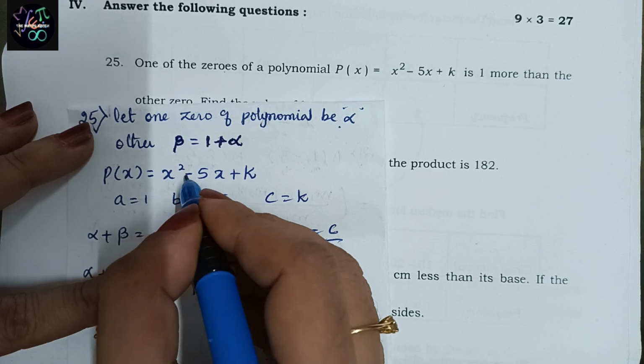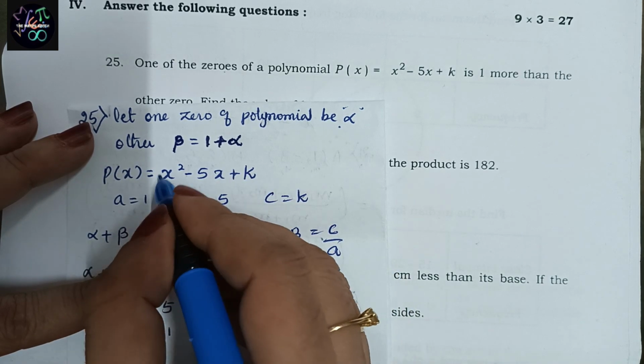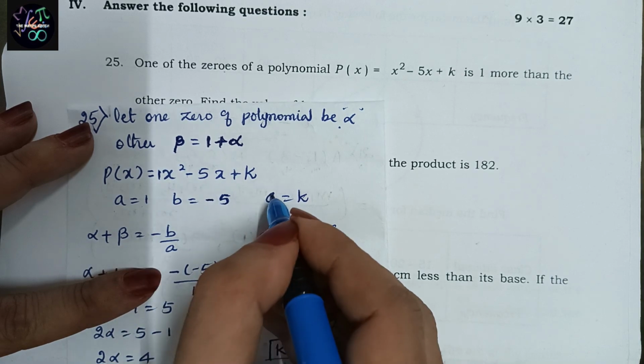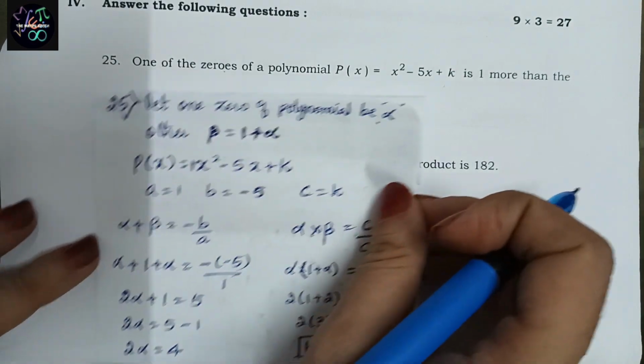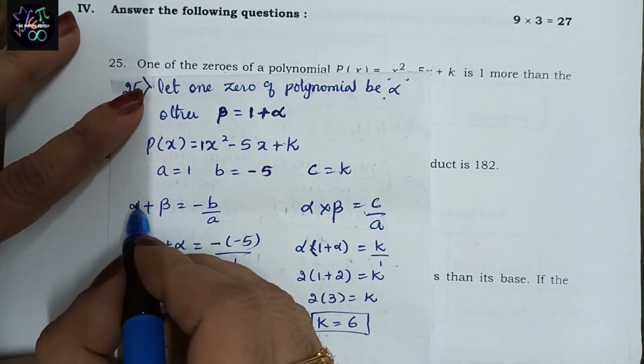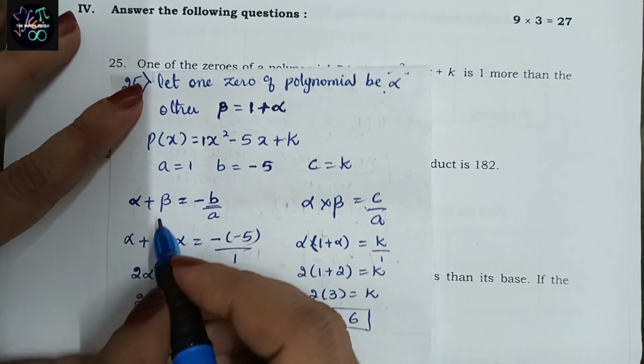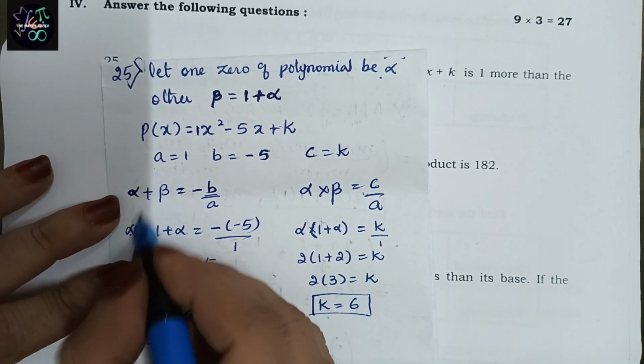Given polynomial is x square minus 5x plus k. Let us write a is equals to 1, b is equals to minus 5 and c is equals to k. Now we know the sum of zeros and product of zeros. Sum of zeros, alpha plus beta, is equals to minus b by a. We know this. Alpha as it is alpha, plus sign as it is.